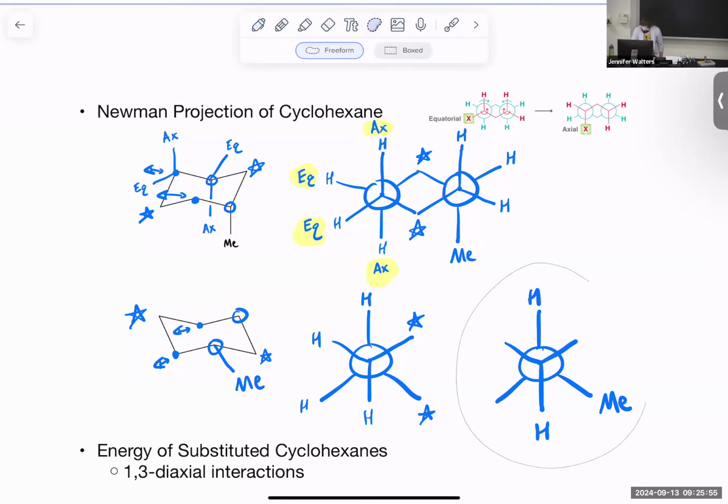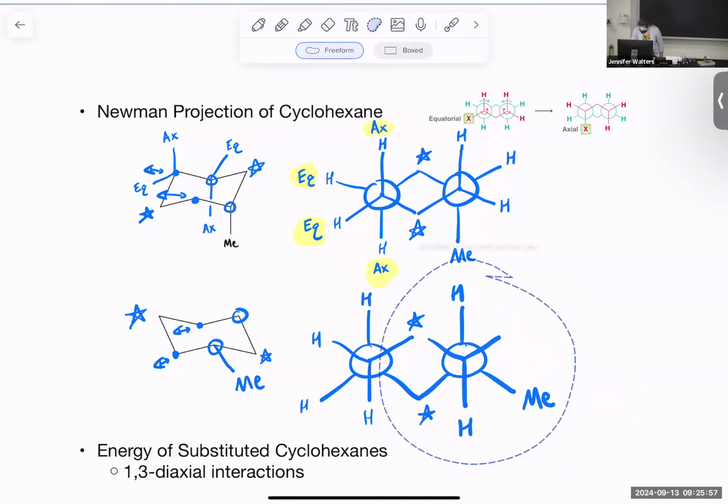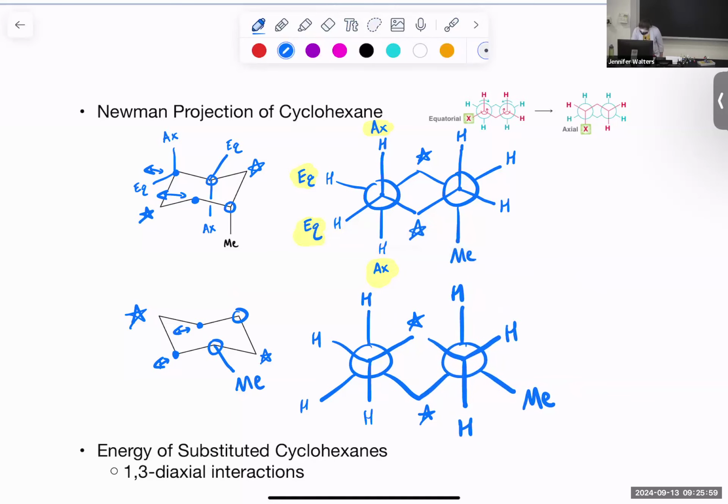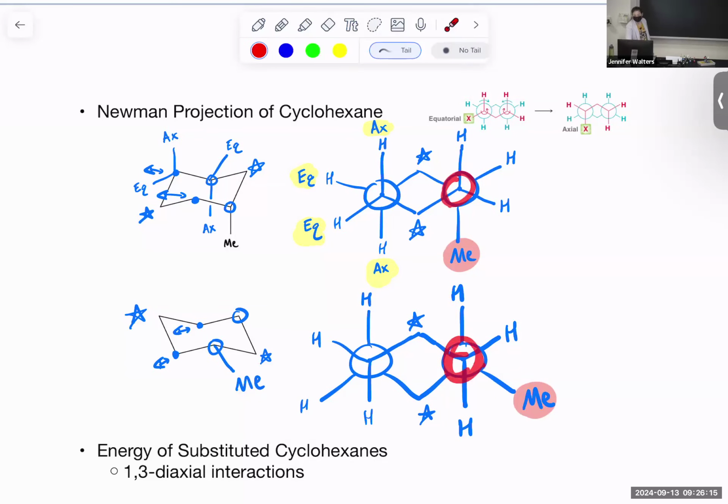I open both eyes. My chair converges. I've got to actually make the bonds meet. And what I'm seeing is that that methyl is still attached to the same carbon. It's still attached to the circle. It's also still down. It is just going from axial to equatorial.